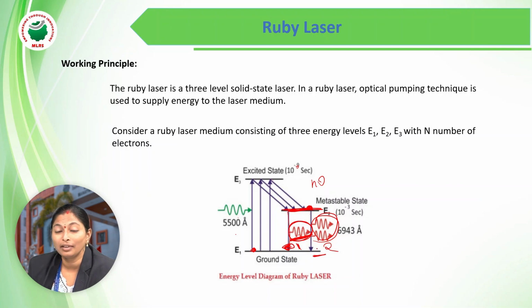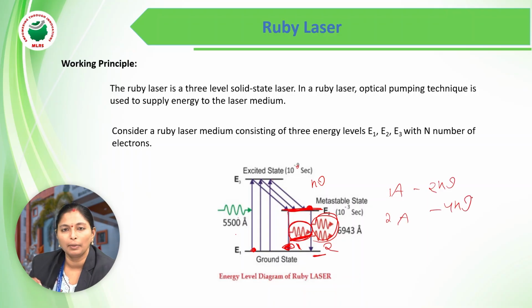Now it is emitting not one photon, it is emitting 2 photons. For one atom, it is emitting 2 photons. That means if 2 atoms are emitting, it is going to multiply, and finally we are getting the amplified laser beam out.